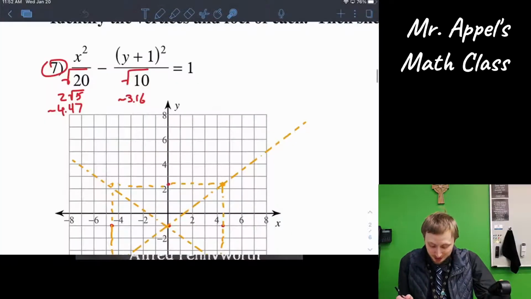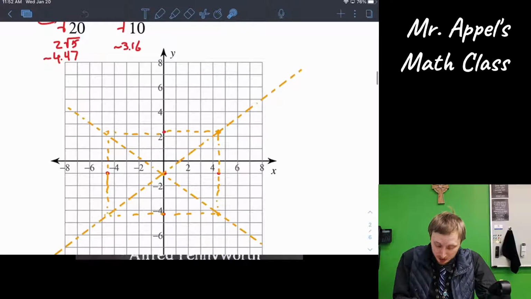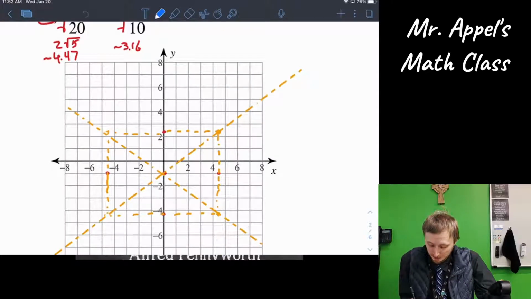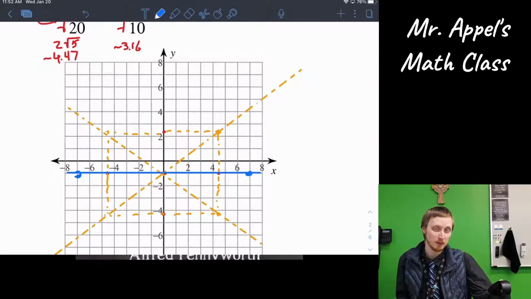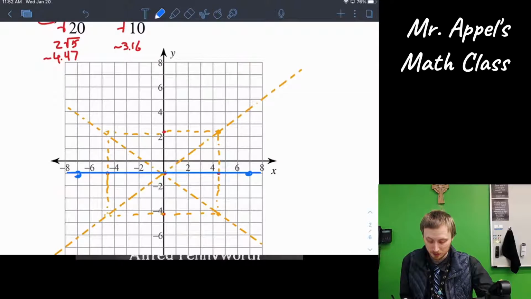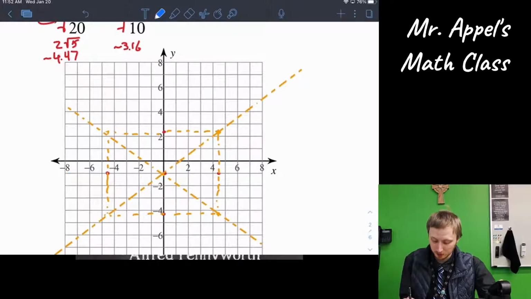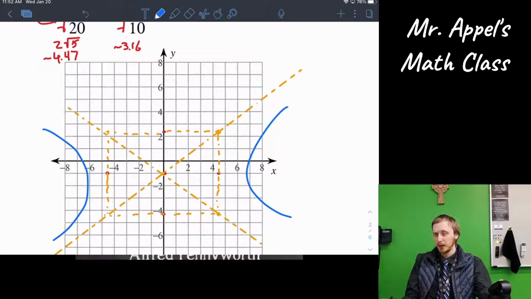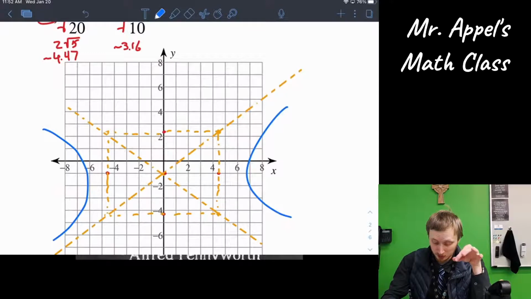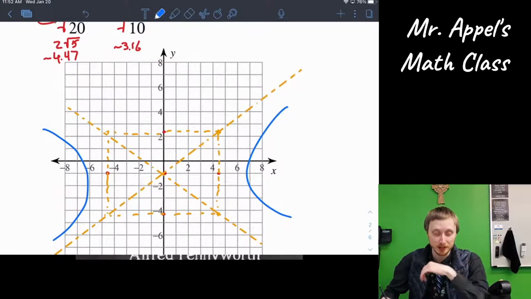The transverse axis connects my foci, right? So I know my foci need to be horizontal. This is my transverse axis. The foci are somewhere there. They're not on the graph. So that tells me my pieces need to be here and here. If you draw in your box, you can be precise. Your diagonals should be precise.